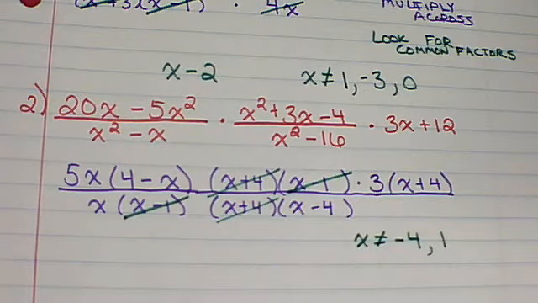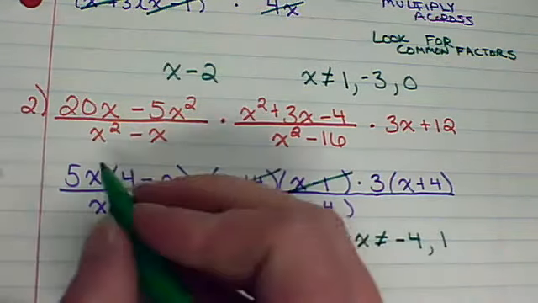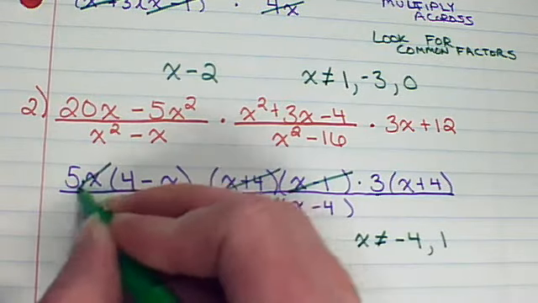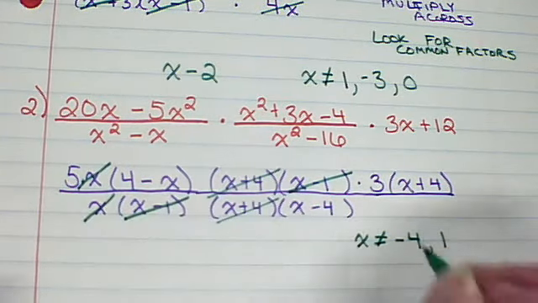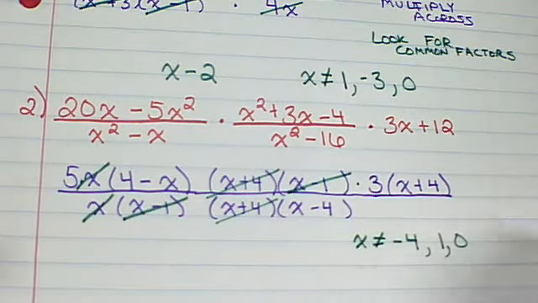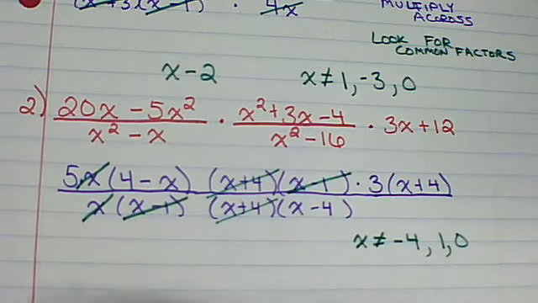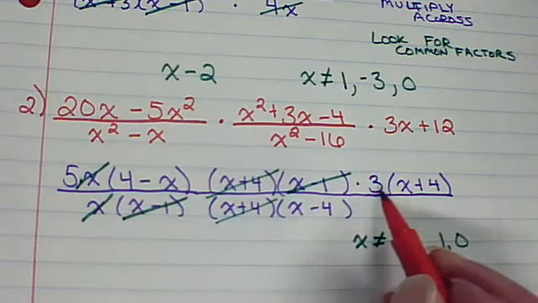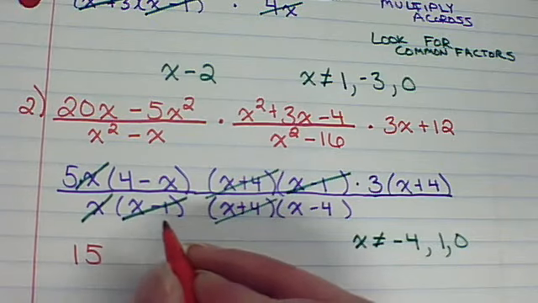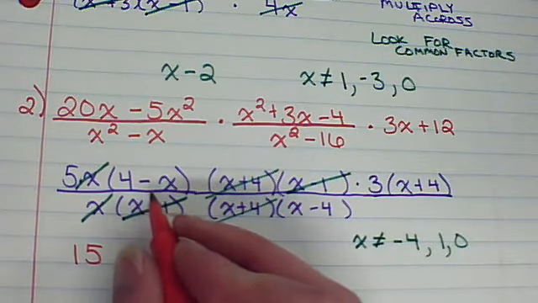Any more that we can divide out? We have an x here because this is really 5 times x. So I can divide out those x's. And what would make x 0? Well, 0. Now let's see what we have left. Since it's all multiplication, we can combine what we can. Here's 5 times a 3. We can go ahead and put those together. That's a 15. And we have a 4 minus x.